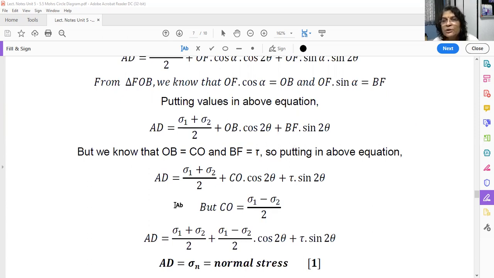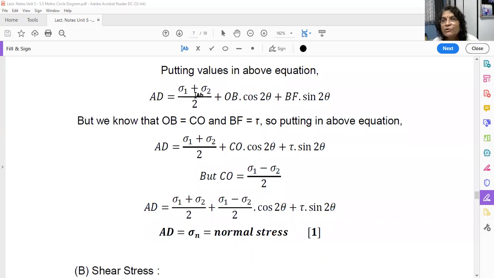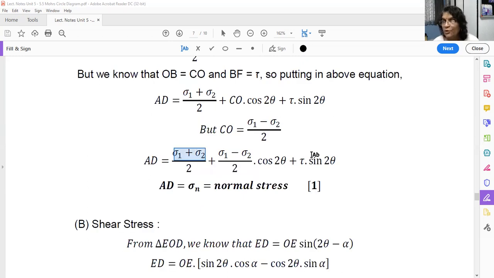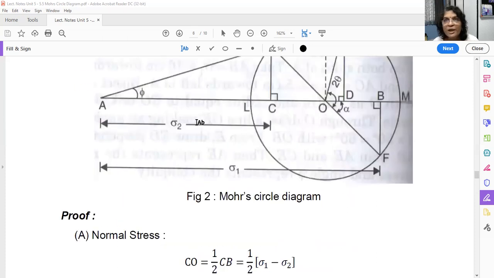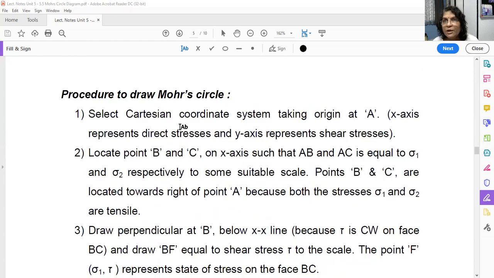Okay, so what is your formula? AD is equal to sigma 1 plus sigma 2 by 2 as it is, plus what is OB? That is CO, and what is CO? Sigma 1 minus sigma 2 by 2 into cos 2 theta as it is, plus BF is tau into sin 2 theta as it is. Now what is this formula? Now you come to this formula. AD is normal stress: sigma 1 plus sigma 2 by 2 plus sigma 1 minus sigma 2 by 2 into cos 2 theta plus tau sin 2 theta. Okay, see, this is the formula already we have derived, which we have read.